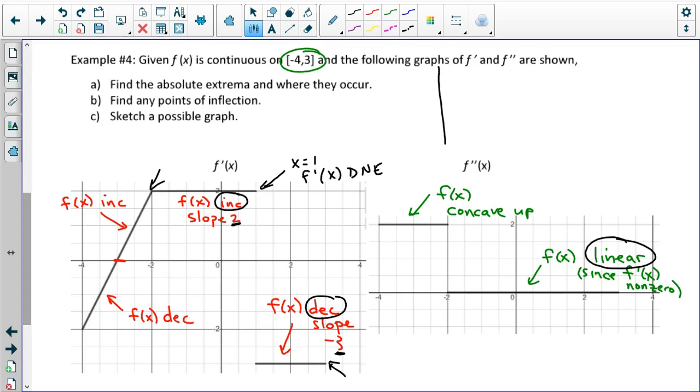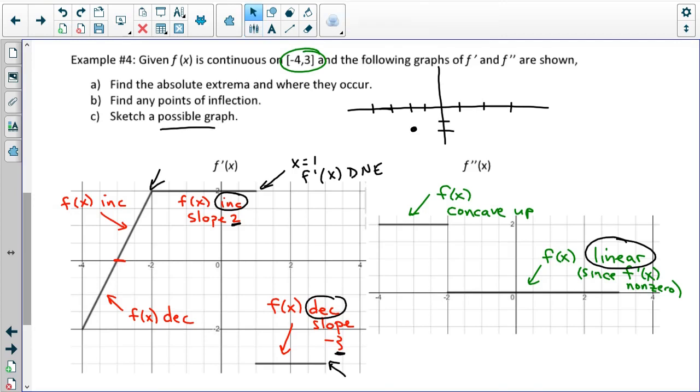So if I take a look at part C and sketch the graph, one thing that we notice here is that I do not have any indication of a y value for any of this. So I have to just pick a y value to start. I'm going to pick -2 to be a point on my graph. I don't have any reason to pick that y value. I'm just picking it. It tells me to sketch a possible graph, so that's what I'm going to do.